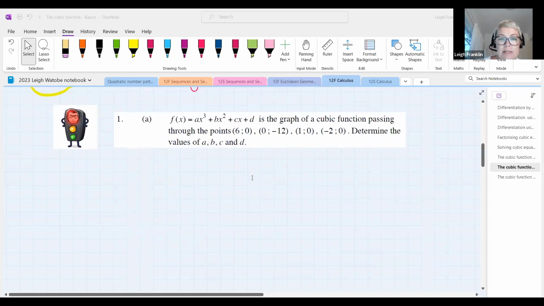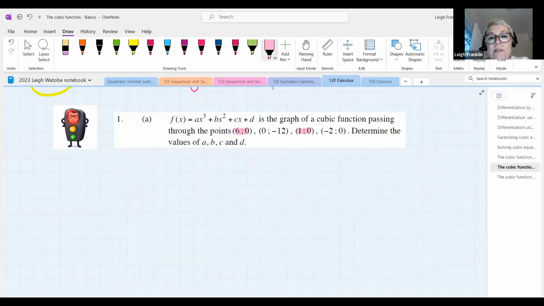There's no picture this time, but that doesn't matter. Let's just have a look. It says f of x equals ax cubed plus bx squared plus cx plus d. It is a graph of a cubic function and it passes through the following points: 6 and 0, 0 and negative 12, 1 and 0, and negative 2 and 0. Determine the values of A, B, and C.